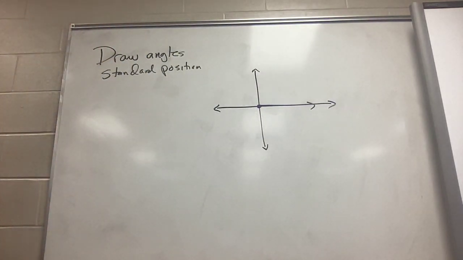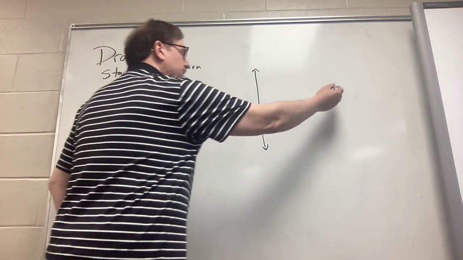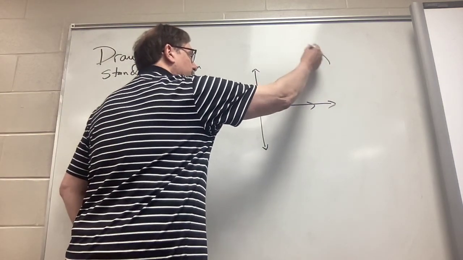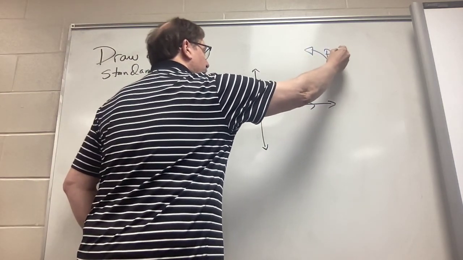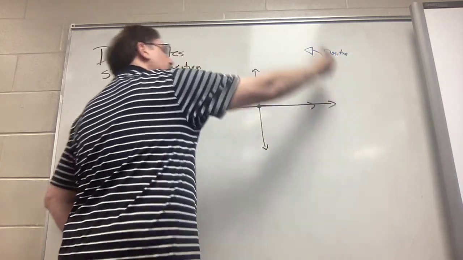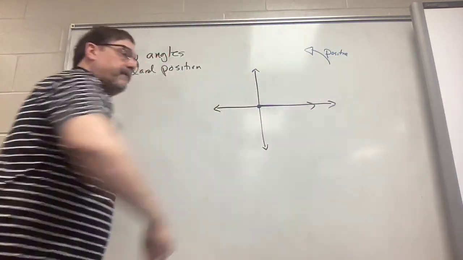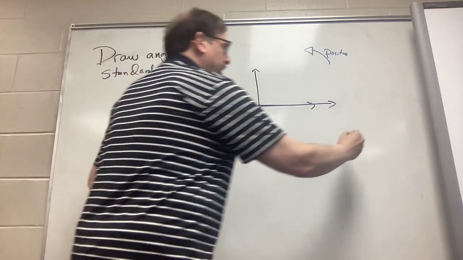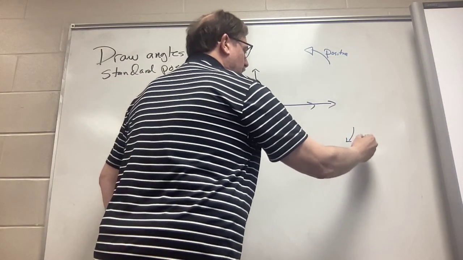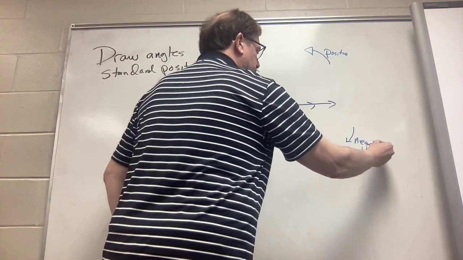Now, if I put an angle and start it in this direction here, that's going to be called a positive angle. If I start here and go in this direction, I'm going to call that a negative angle.